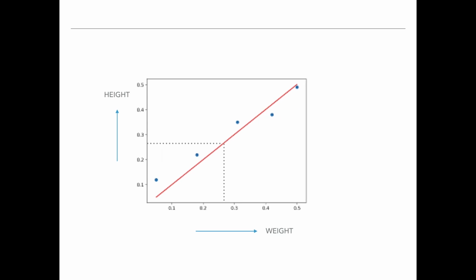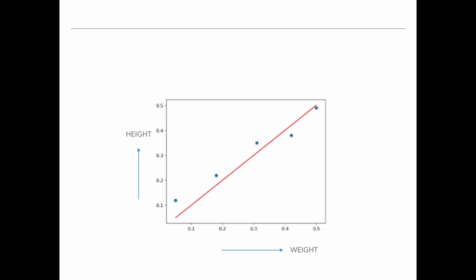Suppose the x-axis represented the weight of a person and the y-axis represented the height of a person. Our red line will help predict what the height of a person might be when given the weight of a person.